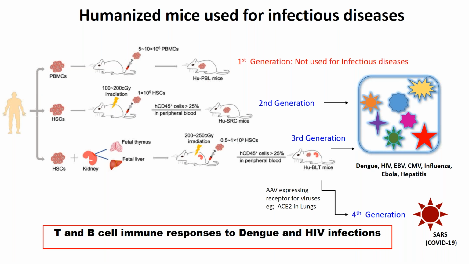Today my talk will be mainly focused on two human viruses, dengue and HIV, which infect millions worldwide, and there are no effective vaccines available yet. The focus of my talk will be mainly on the T cells and B cells with respect to these viruses.